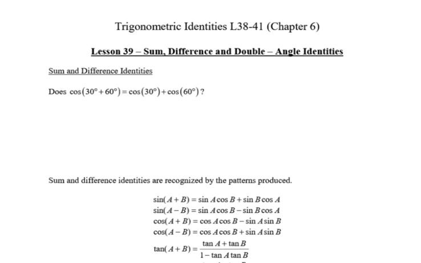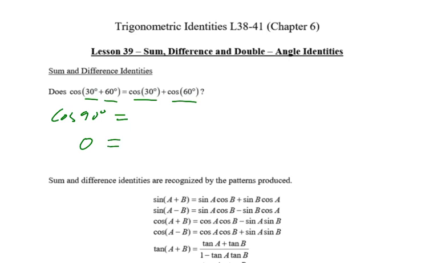First off, it asks: does cos 30 plus cos 60 equal cos 90? Let's think about cos 90. Where is cos equal to 0? At 90 degrees, the x value would be 0.